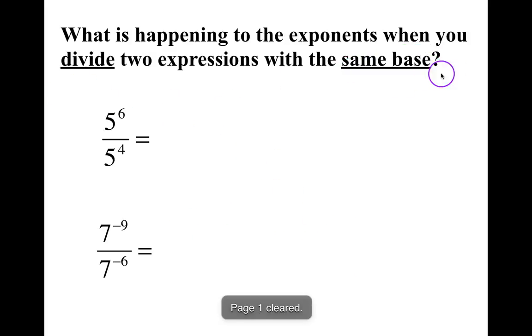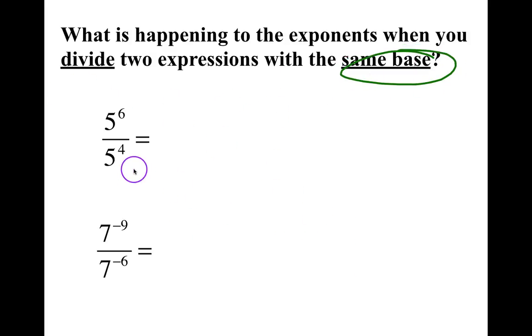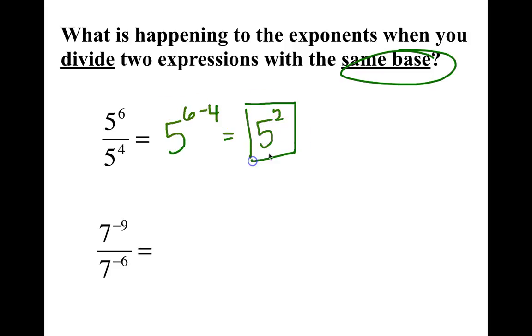Okay, now what if we're dividing with the same bases? What do we do? In this case, what we're going to do is first write the base down. Since we are dividing, we're going to subtract the exponents. So 6 minus 4. It's going to give me a 5 to the 6 minus 4, which is 2. So that's going to be 5 squared.